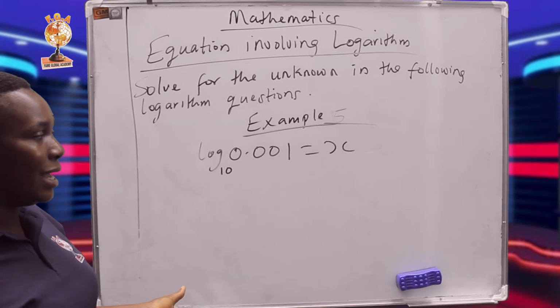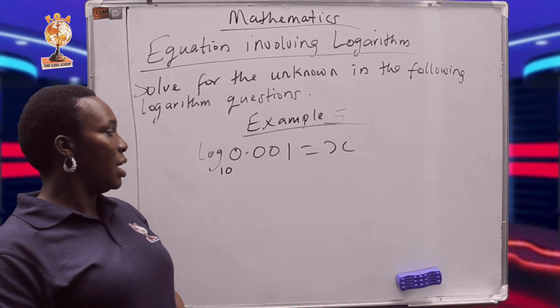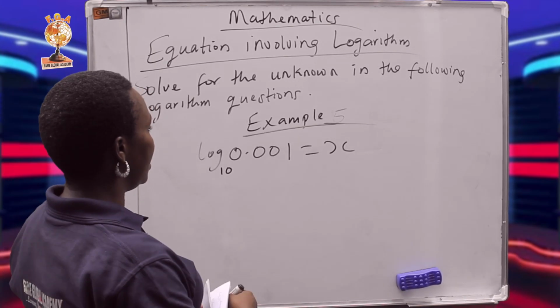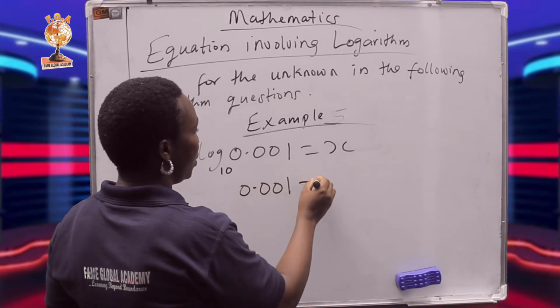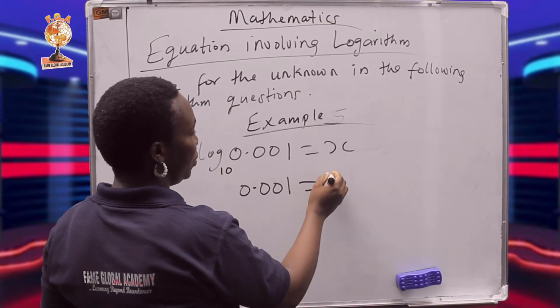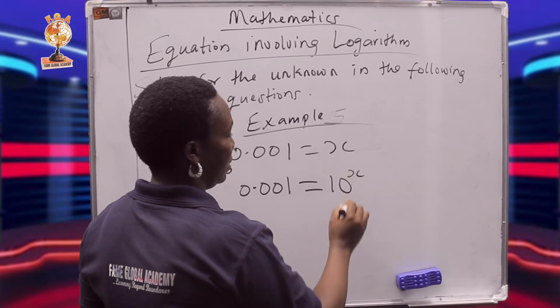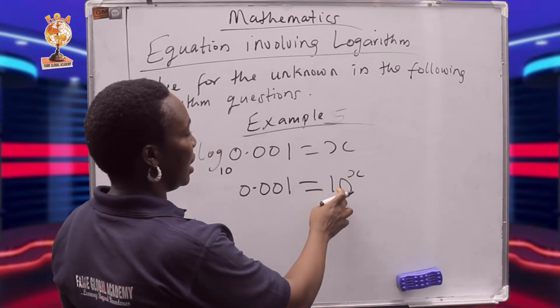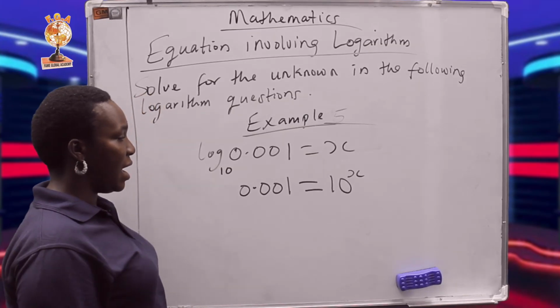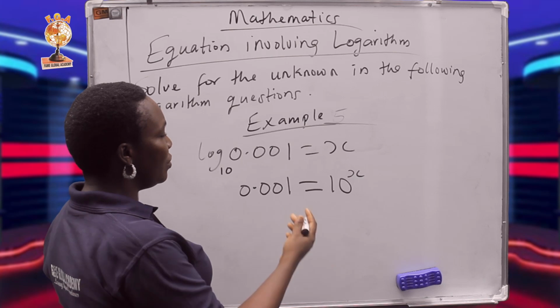So like I said, wherever the unknown is appearing, you follow the same method. And the same method is what? This 0.001 will be equal to this base, which is what? 10 raised to the power of what? x. Yes. 0.001 is equal to 10 raised to the power of x. Remember, it is this x we are looking for. Okay, so how do we solve this?